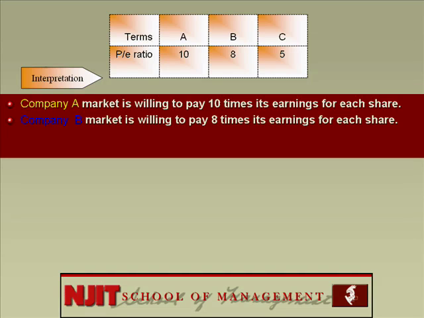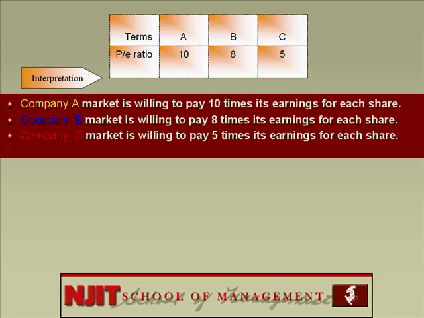Company B, PE ratio of 8, the market is willing to pay 8 times its earnings for each share. Company C, PE ratio 5, the market is willing to pay 5 times its earnings for each share. So investors have greater confidence in A, even though it's smaller now.